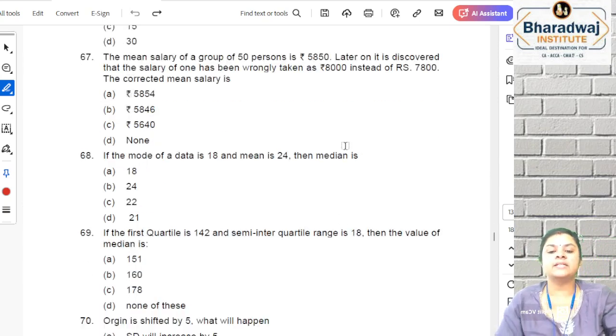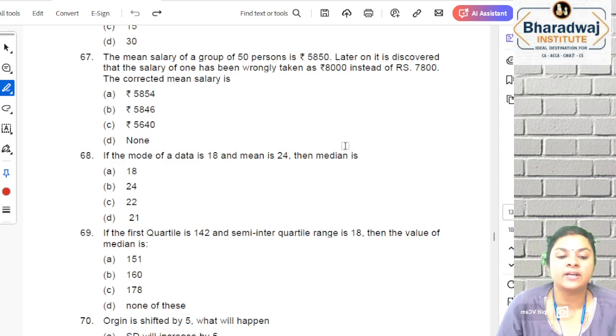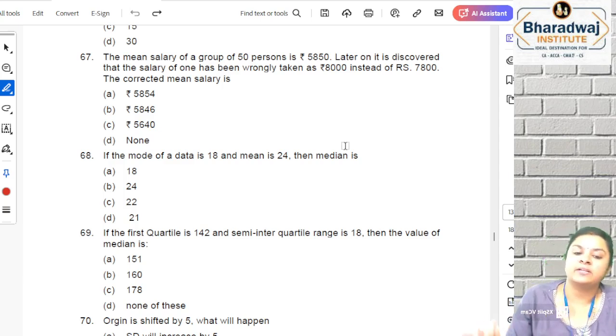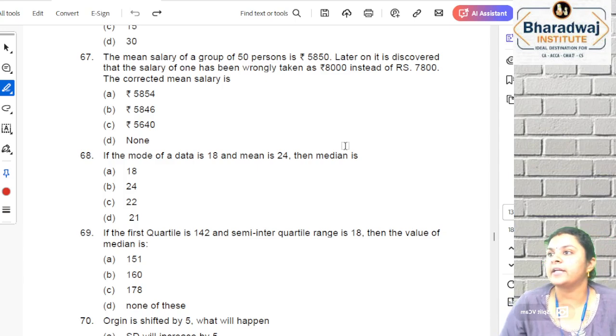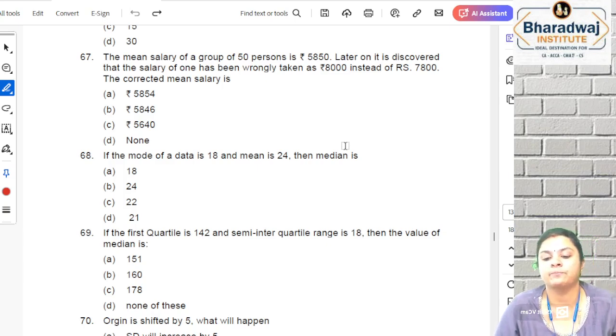Next. Mean salary of a group of 50 persons is given. Later it was found that one salary has been wrongly taken. Corrected mean. You can do the question on your own. Corrected value. Next, if the mode of the data is 18, mean is 24, find the median. Mode is equal to 3 median minus 2 mean formula.